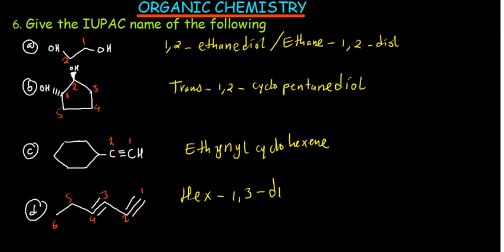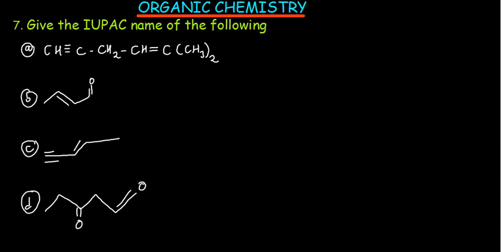di, because there are two triple bonds. Triple bonds are alkynes, so we're going to add Y and E at the end, diyne. So that is going to be the name for this compound. Now let's look at this one. What will be the name of the first compound that we have?